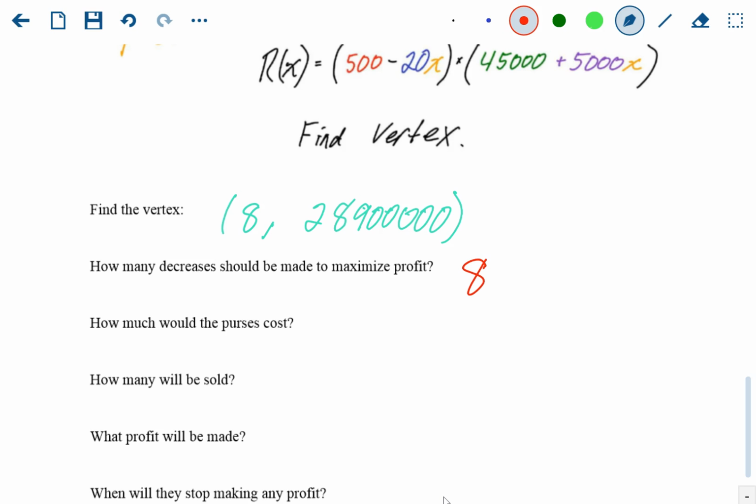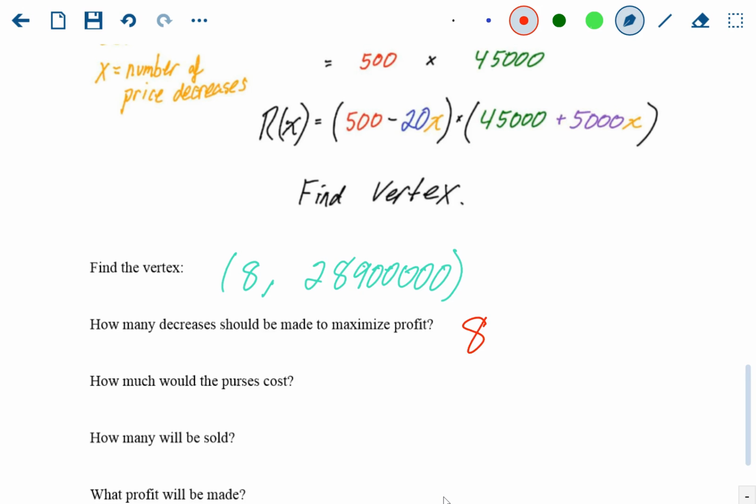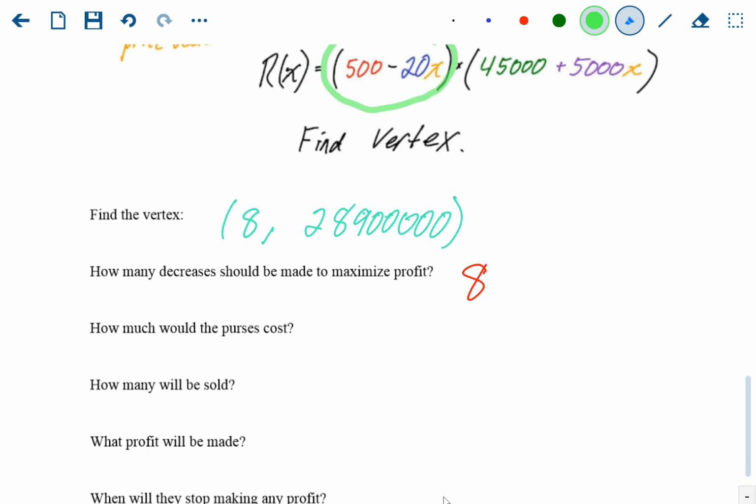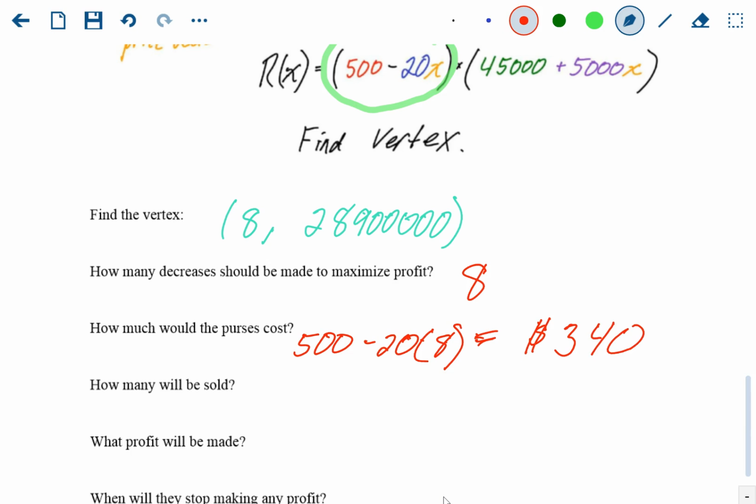How much would the purses cost if you make 8 price decreases? Well, remember, the price part was this equation, that linear part. So our X value is 8. So we're going to do 500. Each price decrease was $20, so 20 times 8. Just plugging in for that. And it gives you 340. So you're going to be selling these purses that were $500, you're going to sell them for $340.